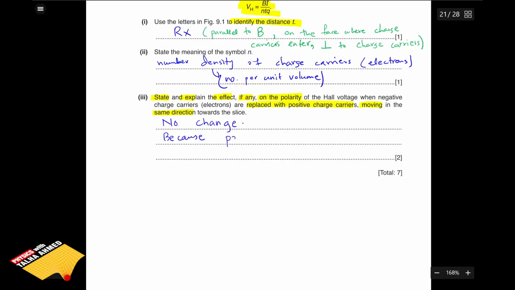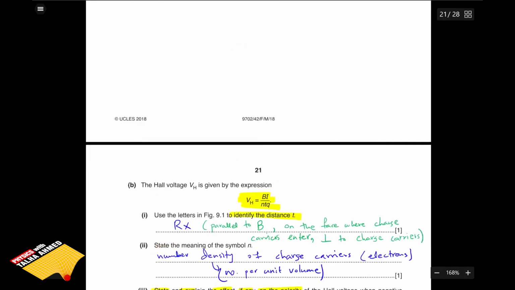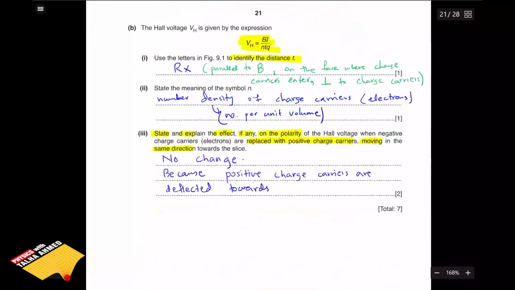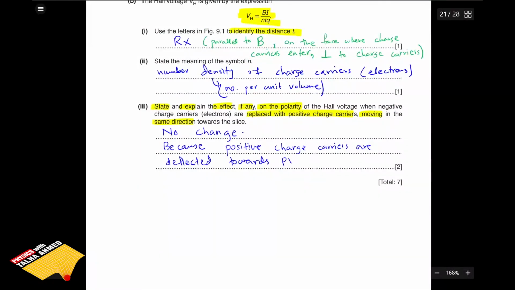So did the polarity change? No, it did not. Even though we have positive particles now entering instead of electrons, because the positive particles have an opposite charge and they are pushed to the opposite side as well. So somehow the polarity just remains the same. So, unless you change the direction of the particles altogether, changing the sign of the charge carriers is not going to change the polarity at all. Okay, so that was question number 9.